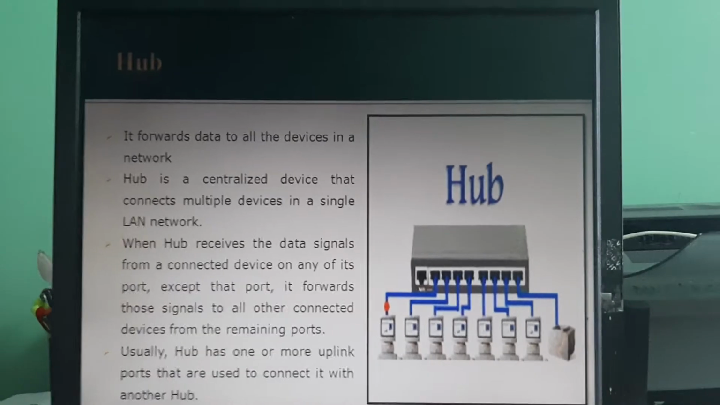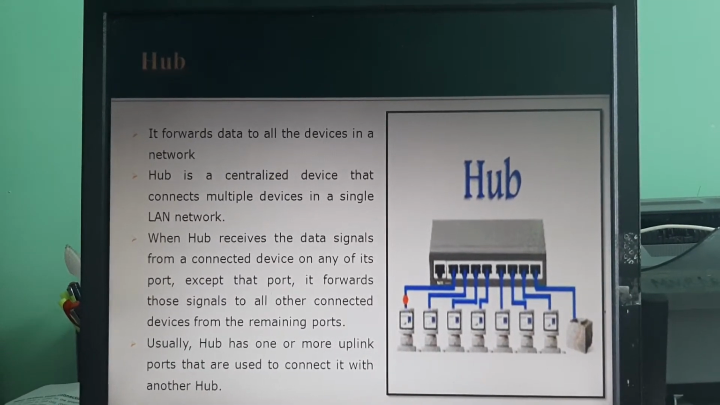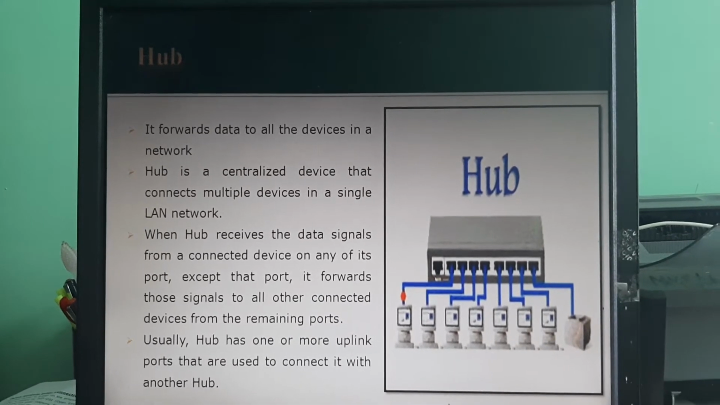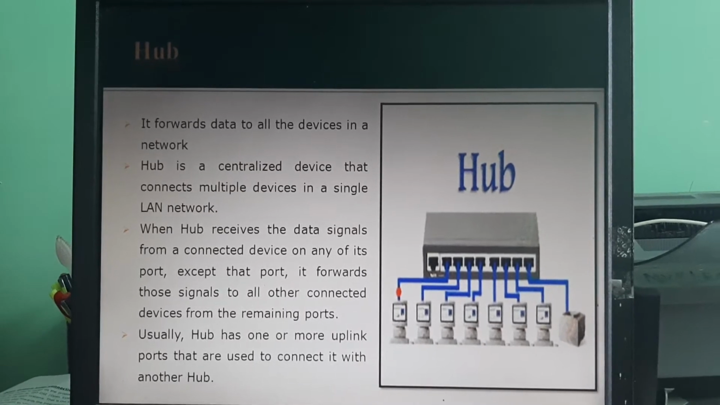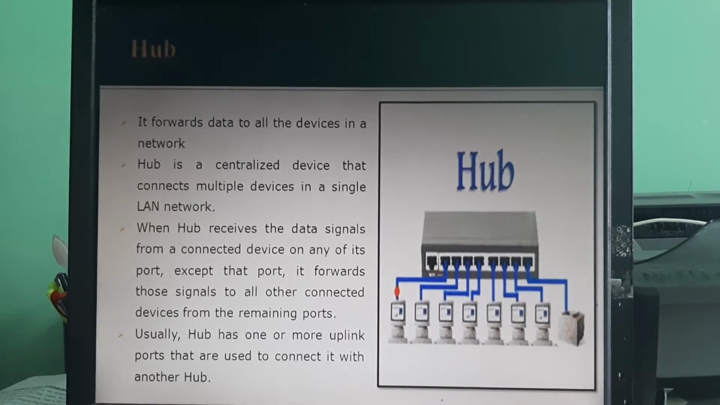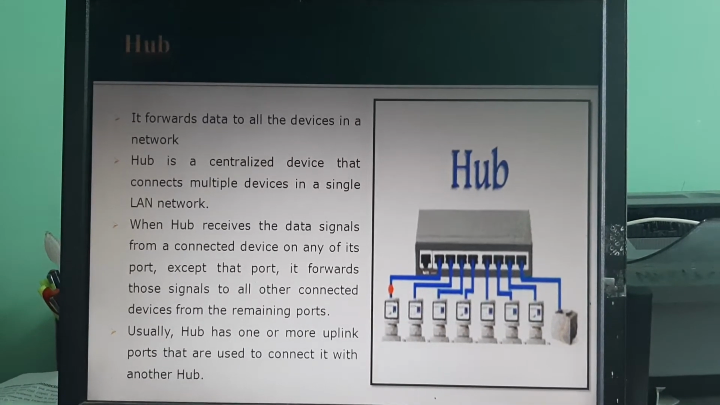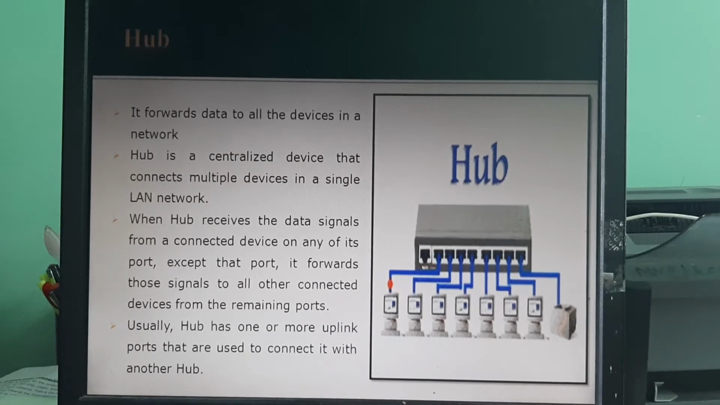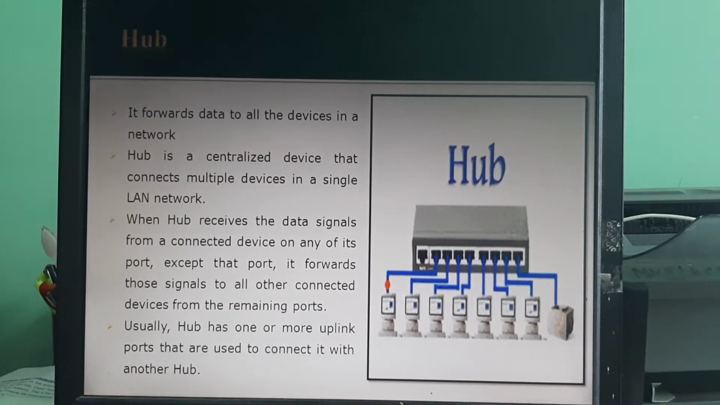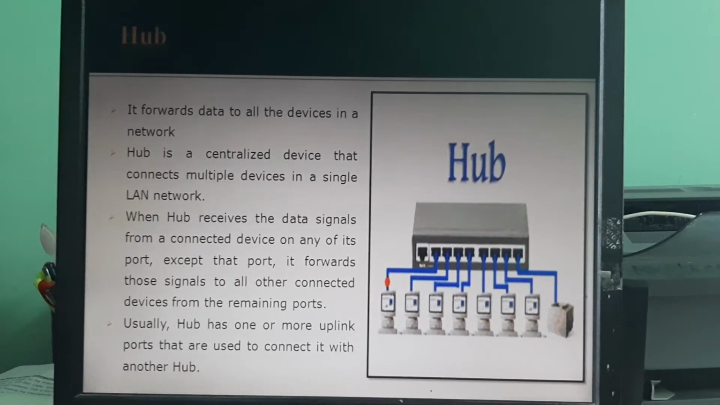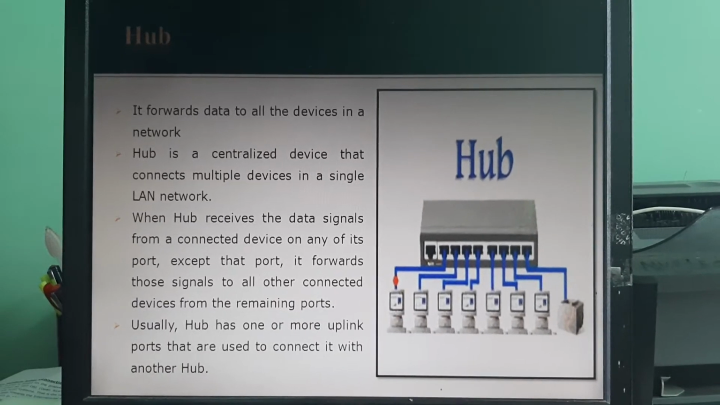See in the figure, the hub box is given, which is connected with several devices. This hub is nothing but a centralized device which is used to connect multiple devices in a single LAN network. I am repeating again, a hub is a centralized device that is used to connect multiple devices in a single LAN network. What will happen with the help of this hub?